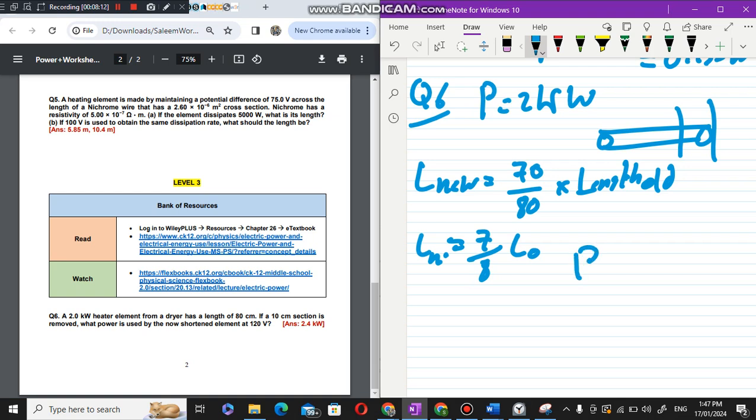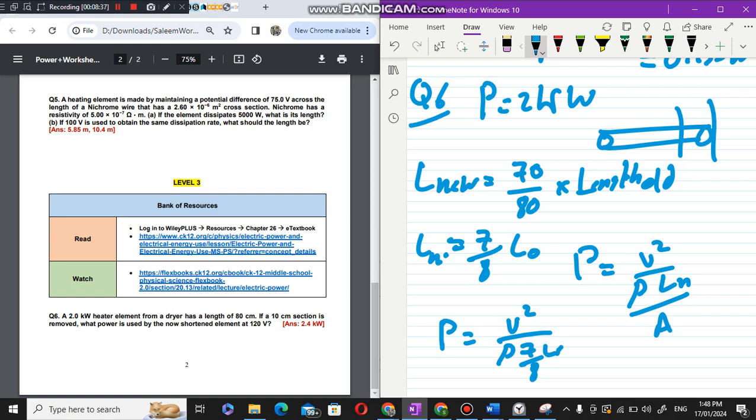Now we go to the power equation. We say that the power is equal to V squared over R, and we know that R is actually rho times length over area. So we didn't change the cross-sectional area, they changed the length. So we say that power is equal to V squared over rho times length new, and now length new we replace by 7 over 8 L old, over A.